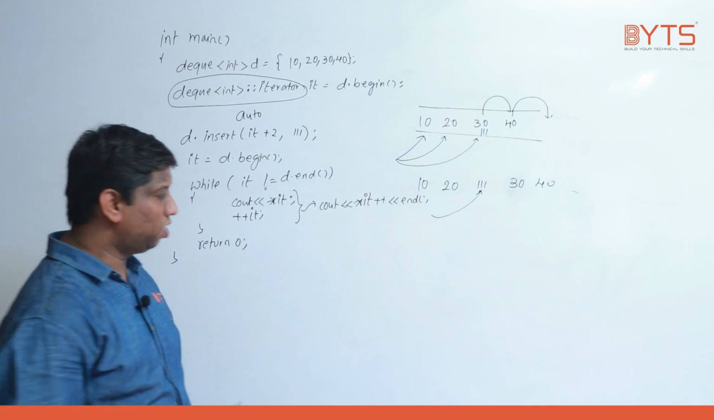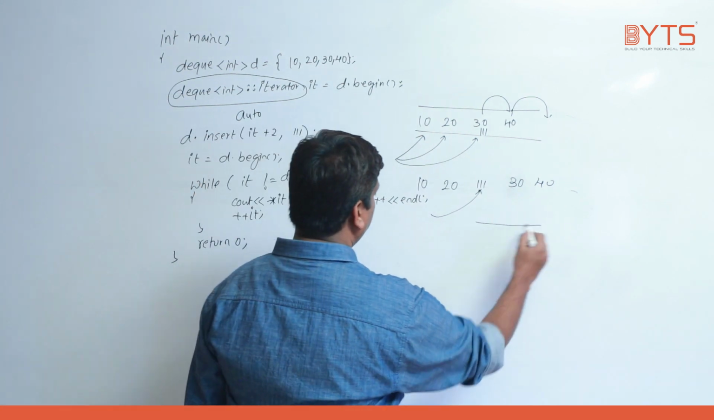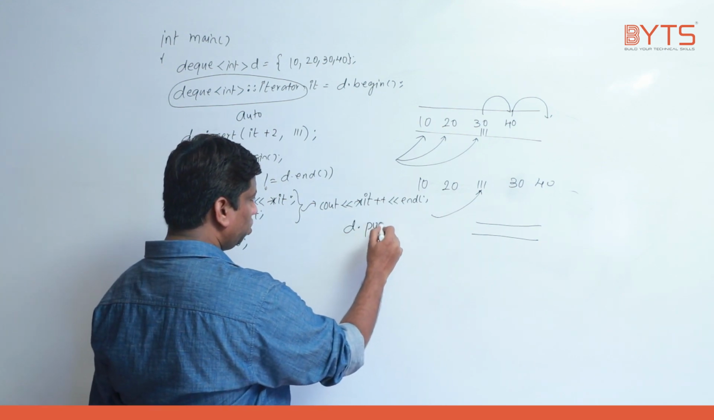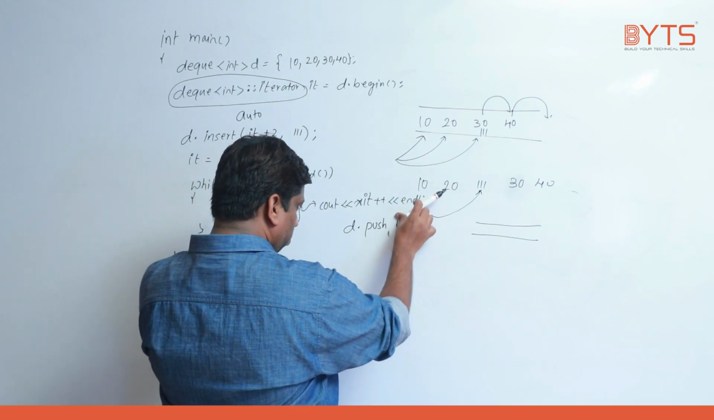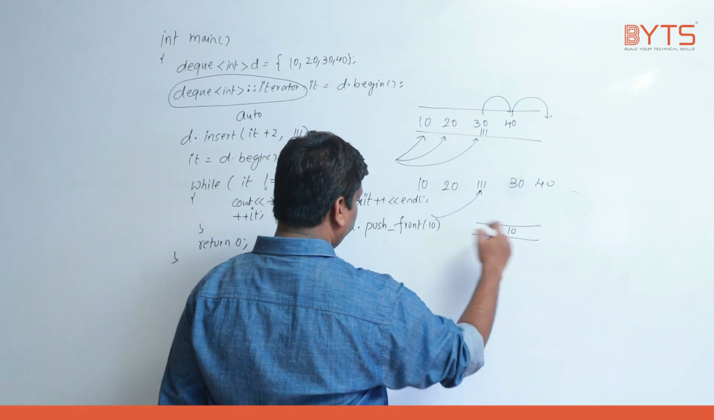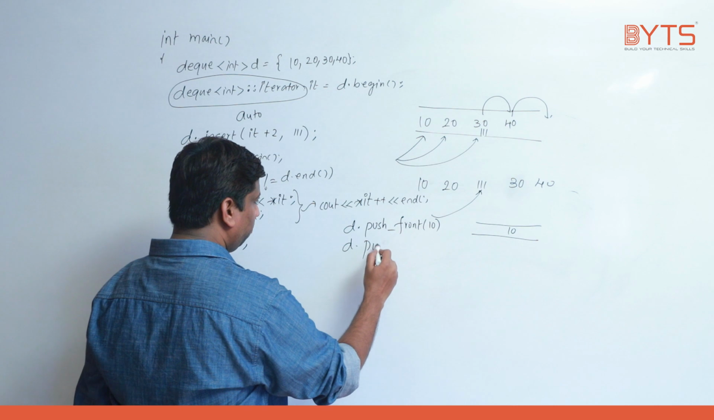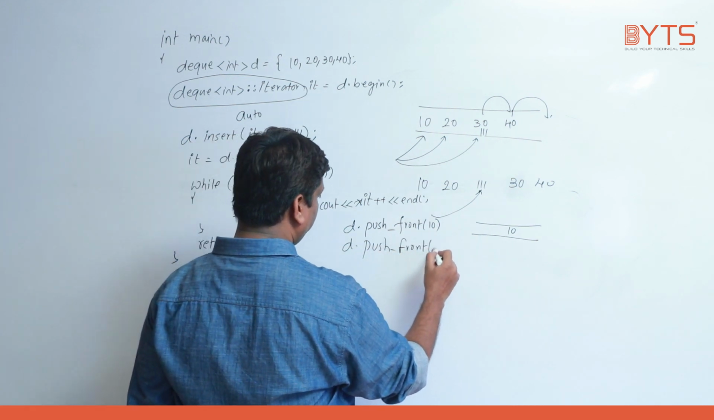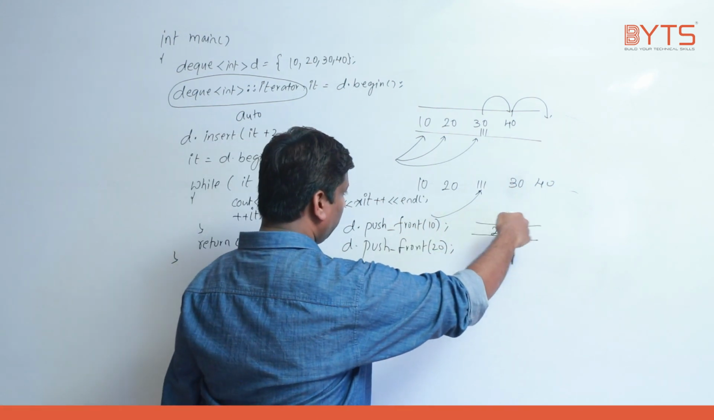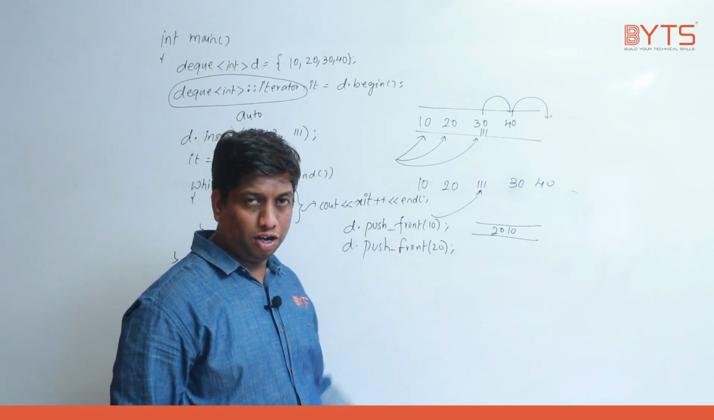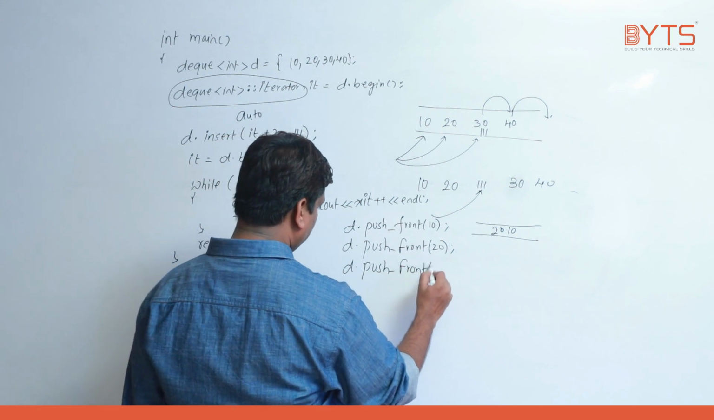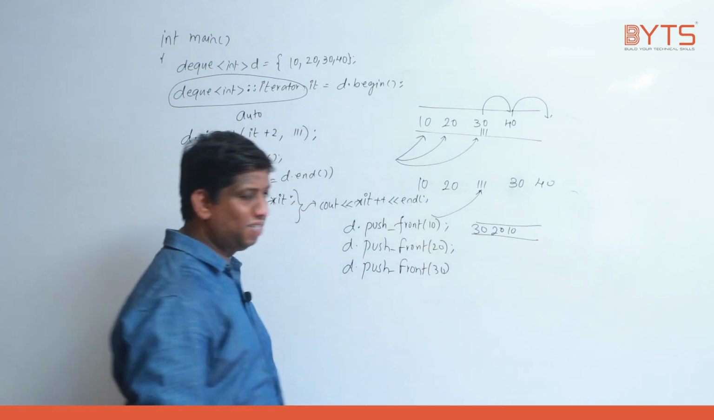Next, another thing I am going to discuss here. Assume this is an empty DeQueue. If you write d.push_front(10), 10 is here, pushed on the front side. If you write d.push_front(20), 20 is coming in front of 10, whereas previously 20 was coming back of 10. Same thing if you write d.push_front(30), then 30 will come here. I hope this is very clear.